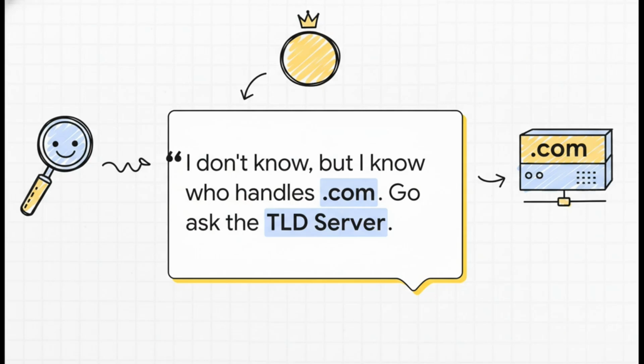The investigator asks the root server for weather.com, and the root server, our top boss, doesn't know the specifics. It just knows which department handles .com addresses. So it basically says, I don't know where weather.com is, but I know who handles .com. Go ask the TLD server. And sends our investigator on its way.